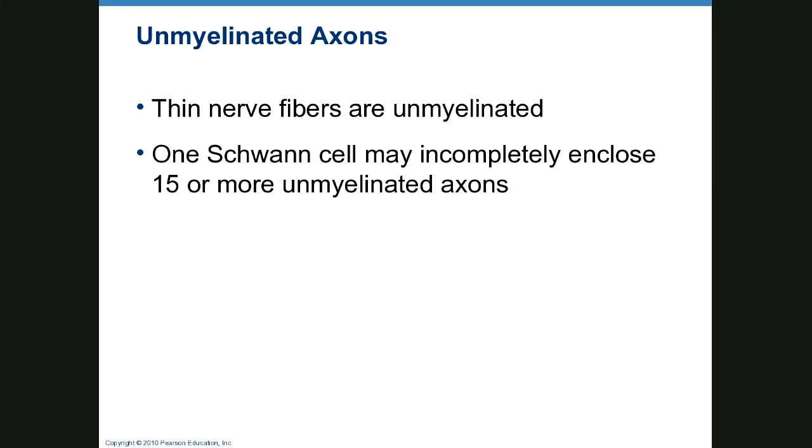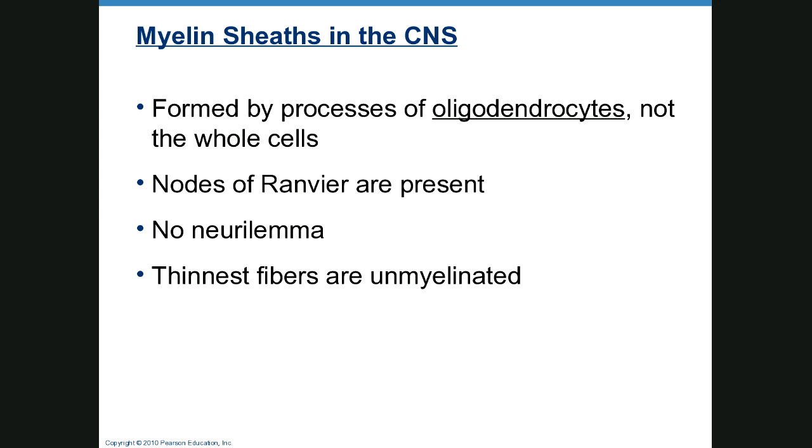Some fibers are unmyelinated, and they may be wrapped in packages of 15 or more. So a typical large axon is going to be individually wrapped, and smaller ones may be wrapped in bundles. Now, the myelin sheath in the central nervous system is formed by the oligodendrocytes, and one cell can form these processes off of them. So one cell can wrap many different neuron axons.